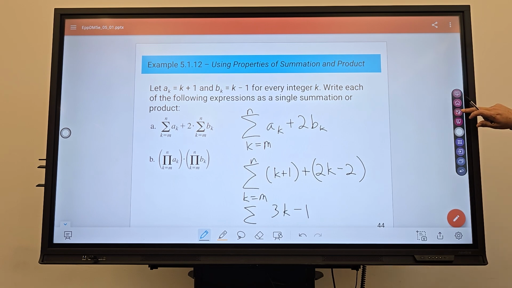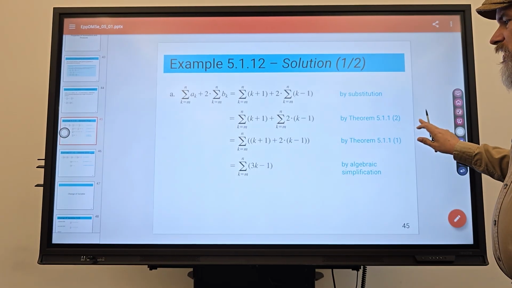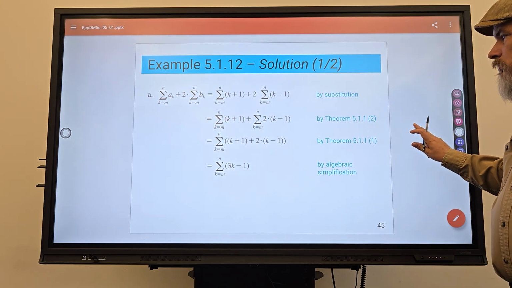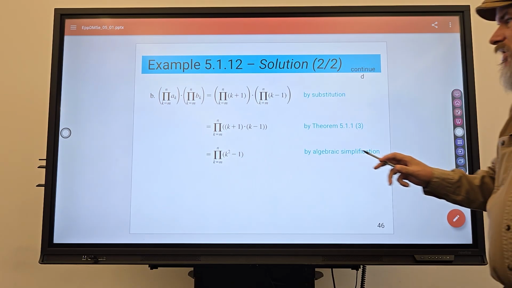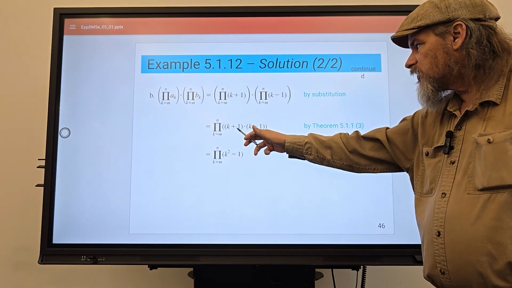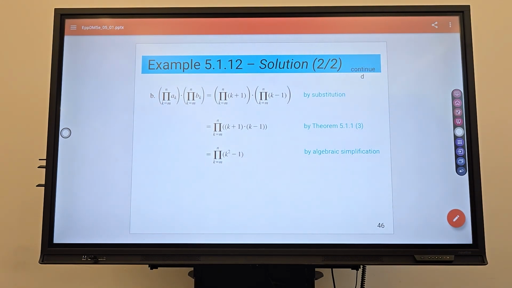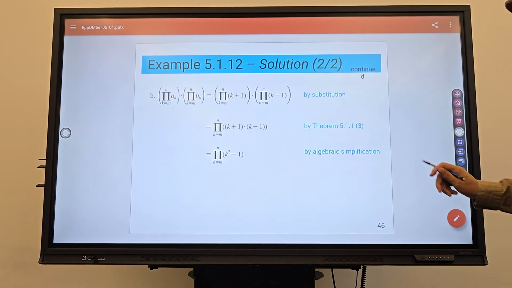Let's see what the answer says. Yeah, okay, yeah, k from m to n, summation of 3k minus 1. And likewise, you can add, multiply things together and get the product of k squared minus 1 from m to n.